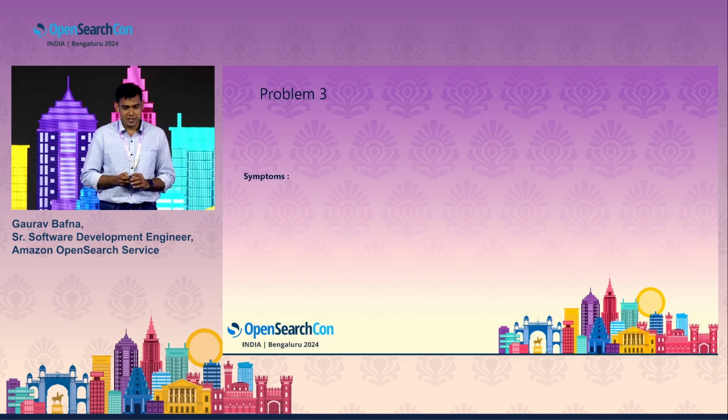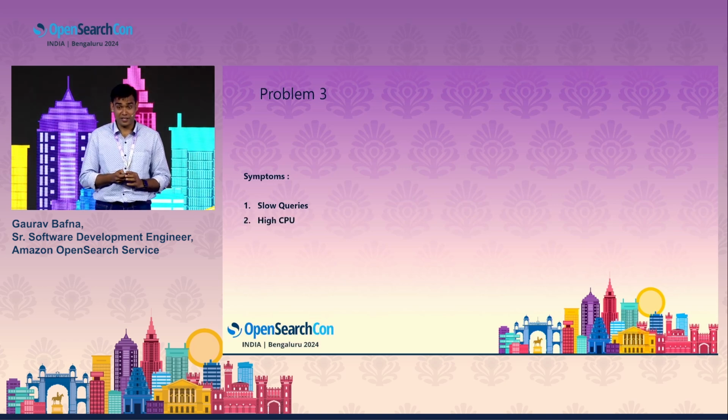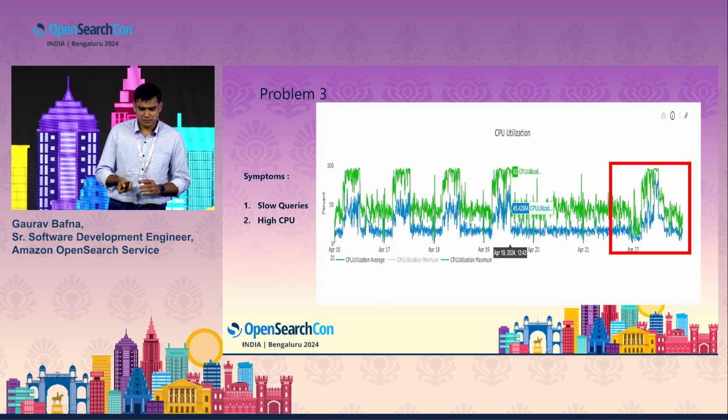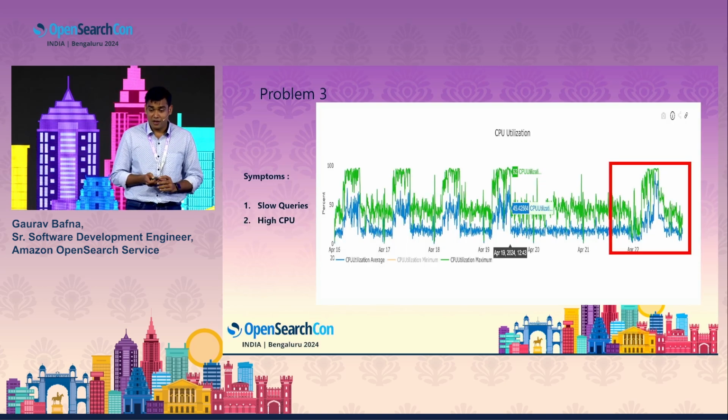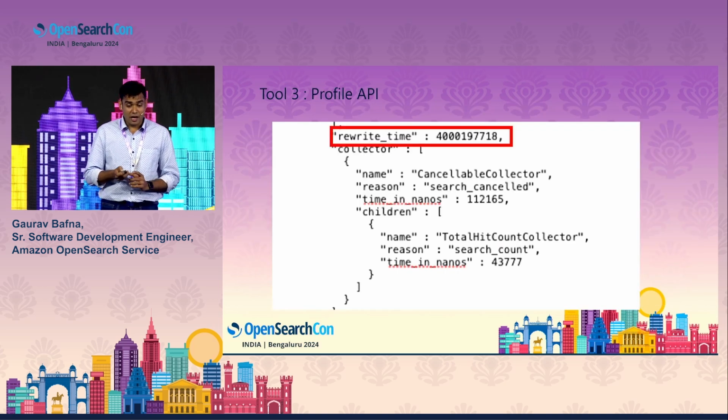So let me jump to another problem. Now, again, we are seeing slow queries. We see that the node is becoming a problem. Now, how do we go to the next level of detail, to see what is actually problematic? We also see high CPU. The CPU is, again, on a higher side here. Also, the request rate is higher.